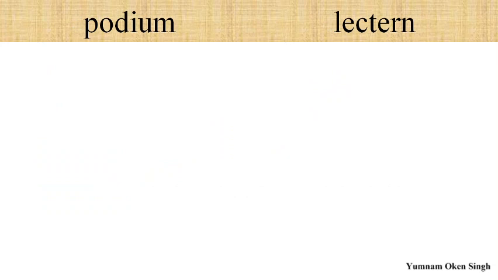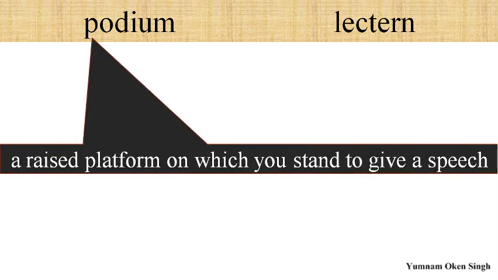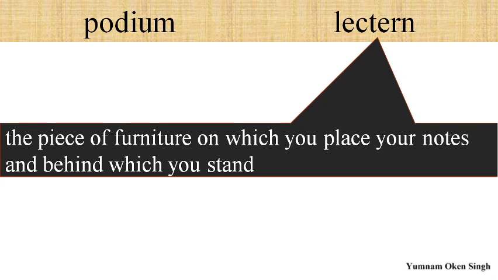And now let's see the difference between a podium and a lectern. Podium is a raised platform on which you stand to give a speech. On which you stand means you stand on a podium. And compare with this one, lectern, you stand behind it. It's a piece of furniture on which you place your notes and behind which you stand. So you do not stand on a lectern, but you stand behind it.